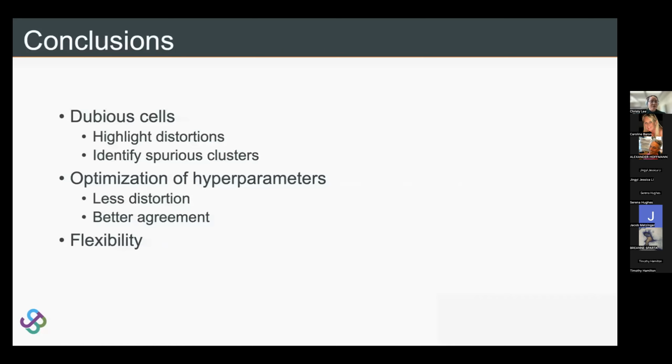So some of our conclusions for scDEED, one is that the use of dubious cells can help highlight distortions. So just as there are distortions in the continents when we move from the globe to the 2D visualization, there can be distortions in our single cell data. And by evaluating the dubious cells, we can find out which parts of the visualization may not be so trustworthy. This can also help us identify spurious clusters, which are not biologically meaningful, but just an artifact of the dimension reduction method. Using these dubious cells, we can also help optimize hyperparameters, which can result in less distortion in our visualization and better agreement among the cells.